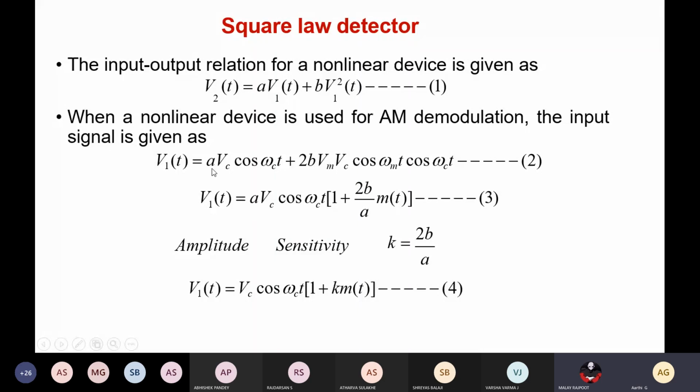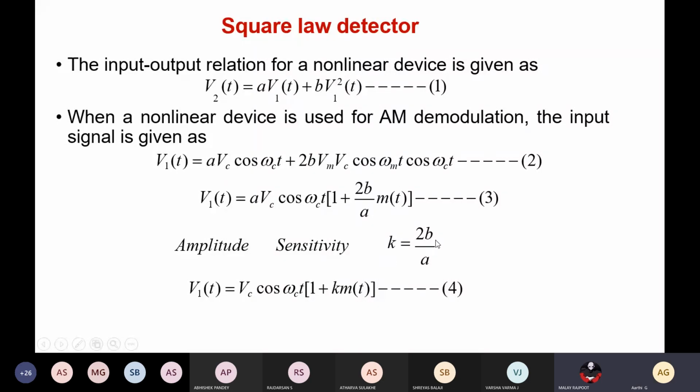The A term is also taken outside, so we are dividing the second term by A. That gives 2B by A, and Vm cos omega mt is represented as m of t. So Vc cos omega ct is taken outside, and since A is taken out, we divide by A. The first term is common, so it is 1 plus 2B by A into m of t. This 2B by A is a constant term, which is the amplitude sensitivity.